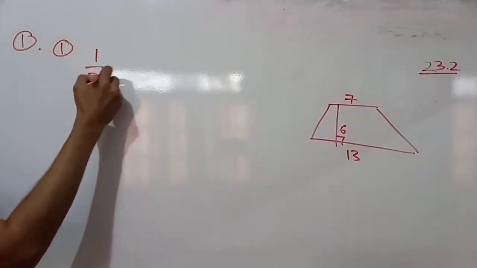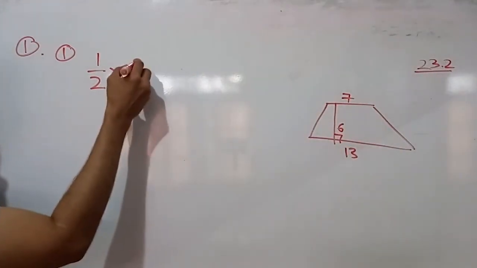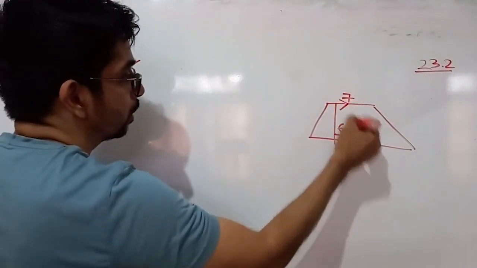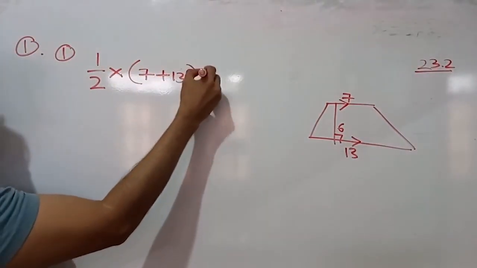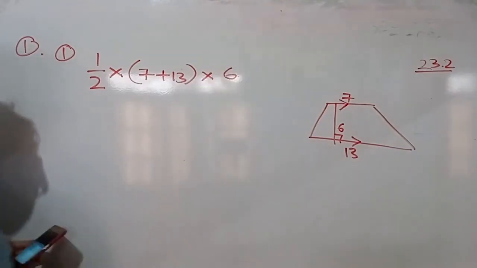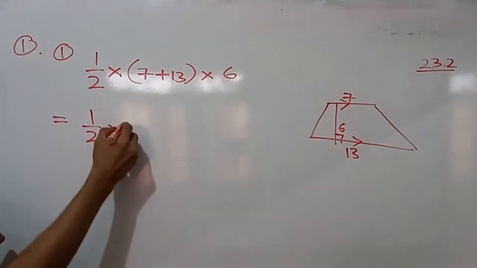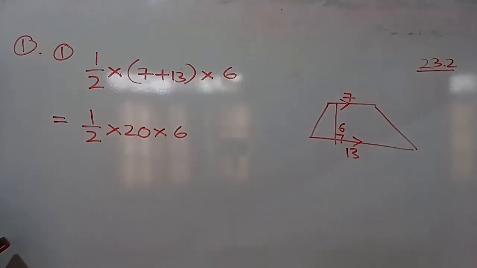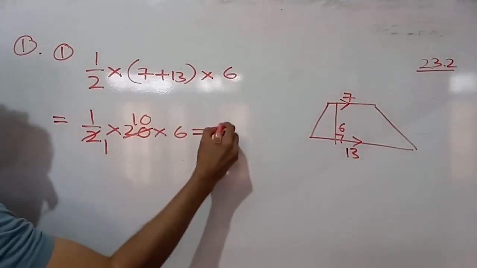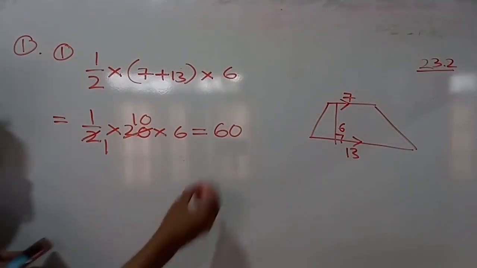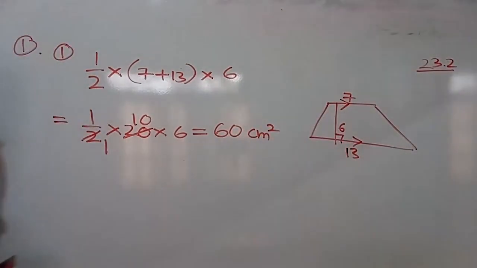Area is half multiplied by the sum of the opposite sides which are parallel to each other, so 7 plus 13, then the perpendicular height. So equals half times 7 plus 13, that is 20, multiplied by 6. 2 times 1, 2 times 10. 10 times 6 is what? 60. So that is square centimeters. All lengths are measured in centimeters.